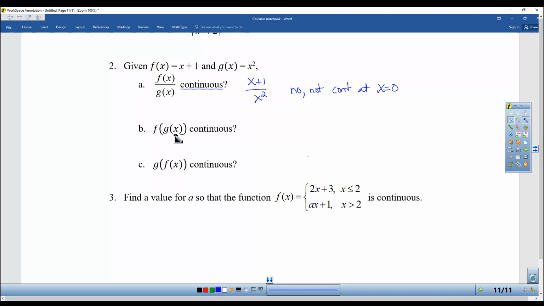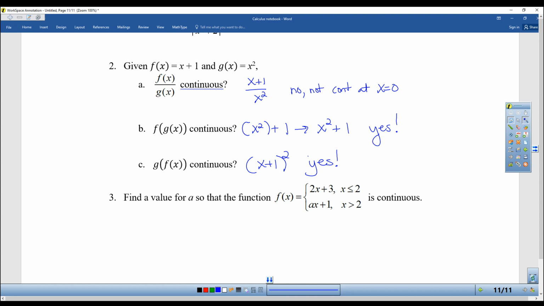Little review of composition of functions here. This means we're going to put g in f. So f is normally something plus 1. What am I going to put in that something? X squared. X squared plus 1 is just a parabola. It is continuous. G of f of x. So g is something being squared. What's being squared? F of x. And again, that's just a parabola that's been shifted to the left 1. So yes, that's continuous.